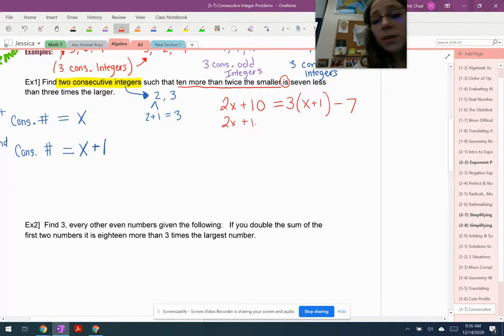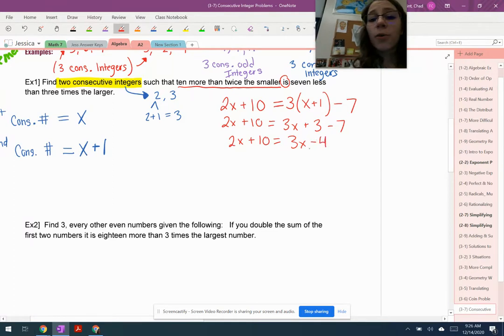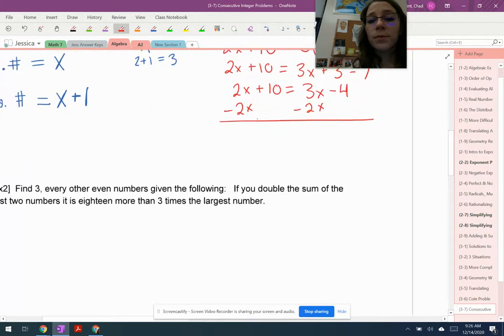So 2x plus 10, start with that distribution: 3x plus 3. 2x plus 10 is equal to 3x, 3 minus 7 is negative 4. Minus 2x, 10 is equal to x minus 4. Plus 4, plus 4, x is equal to 14.